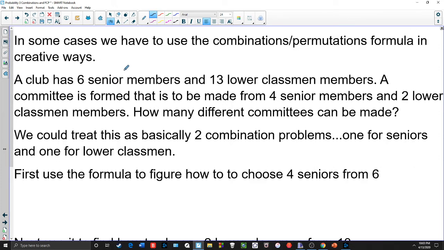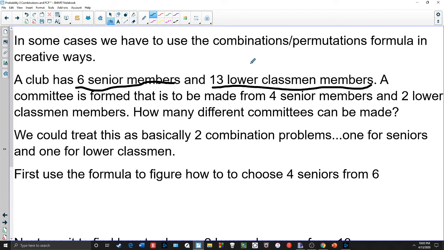Every now and then, like with the last problem, we need to use the combination and permutation formulas in sort of creative ways. So let me show you one way we can do that with this problem. I'm going to switch it up a little bit from dog breeds, just to be clearer about what's happening. Let's say we have a club with 6 members that are seniors and 13 members that are lower classmen, so freshmen, sophomores, and juniors. A committee is formed from the club, made of 4 senior members and 2 lower classmen members. And again, it's just a committee, so if you get picked first, it's no more special than if you got picked second. How many different committees can be made?